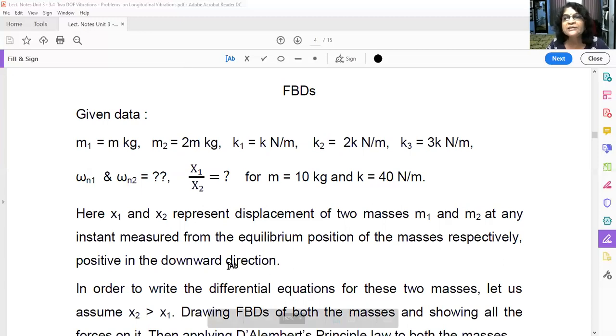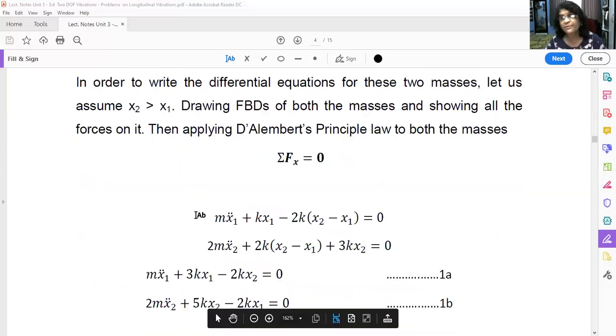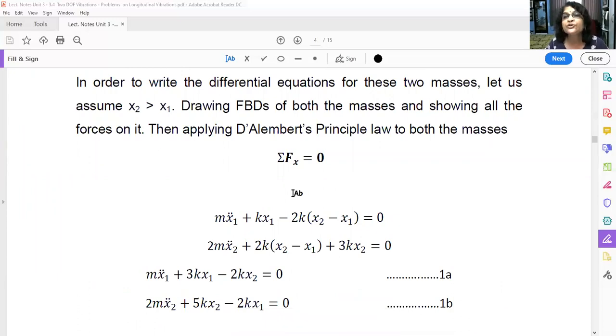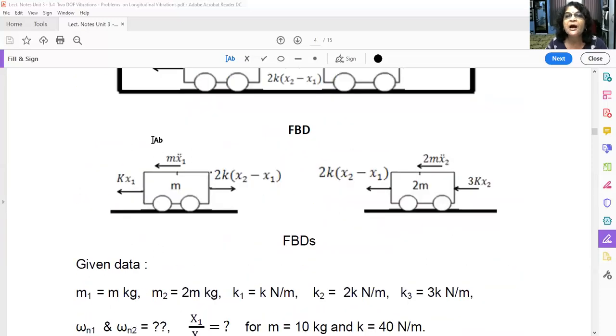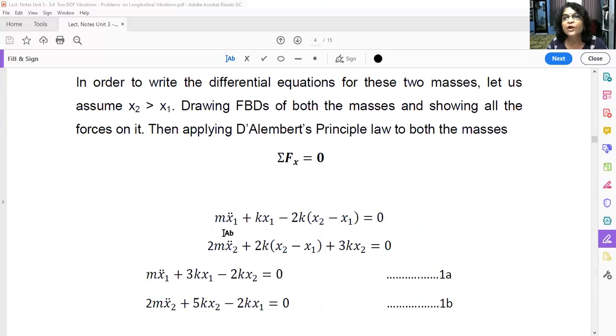Now we have already solved such type of problems in detail, so I will be moving very fast to solve this problem. Using D'Alembert's principle, summation of Fx is equal to 0. We have written these two equations based on this direction. Which direction have we considered positive here? Always the direction of inertia force. So direction towards left is positive. So this is plus, this is plus, this is minus. See, m x1 double dot plus k x1 minus 2k (x2 minus x1) is equal to 0.